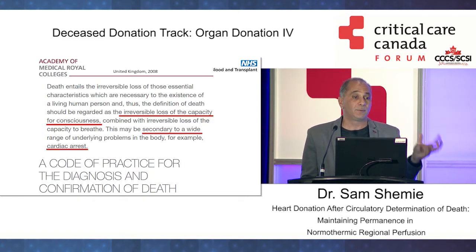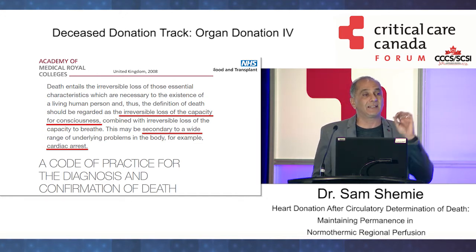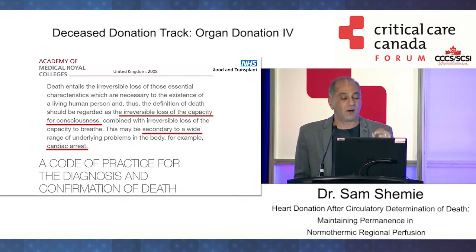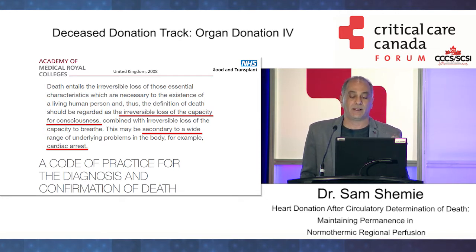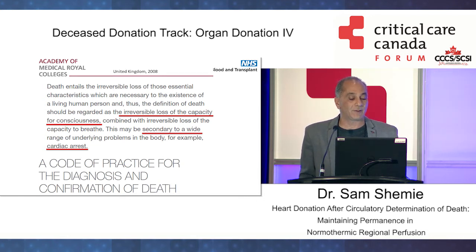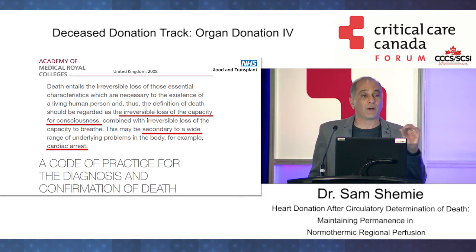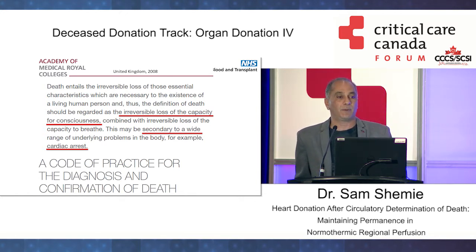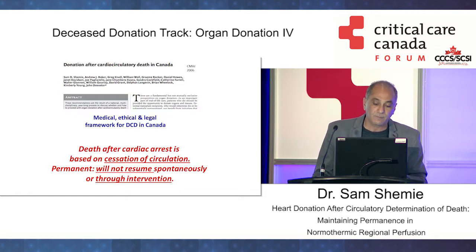In the UK, they have both forms, and the reason they can do it in the UK is because they clearly articulated in their framework for death that death is about the loss of consciousness, brain death, that can be secondary to a primary brain injury or after a cardiac arrest, which arrests circulation to the brain. That's why it's okay to do NRP in the UK.